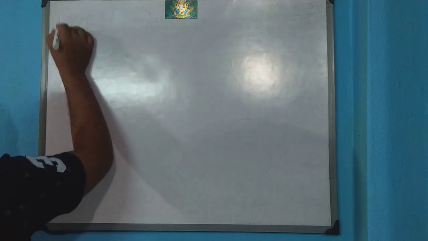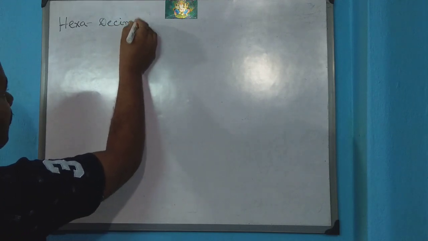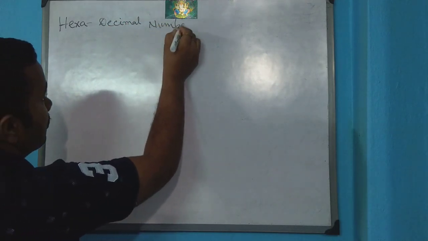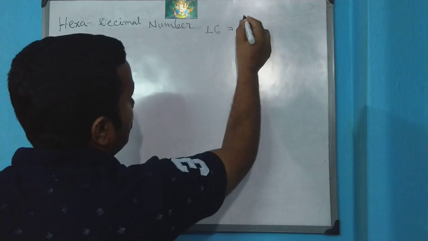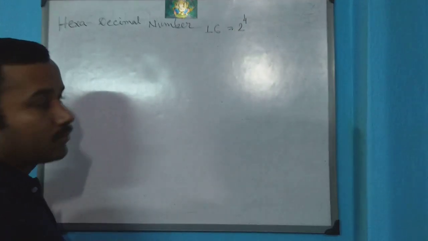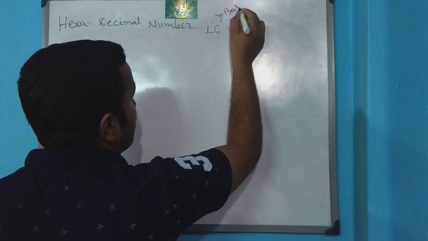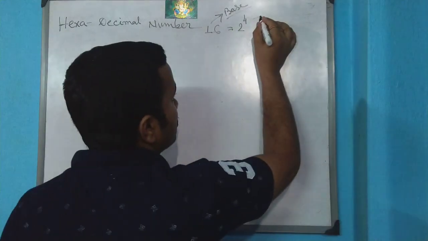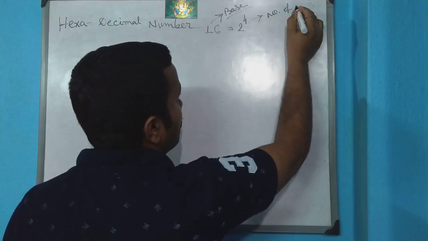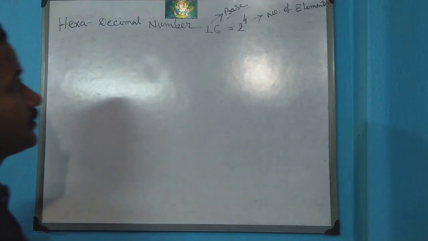Now, next topic: hexadecimal number. Base 16. 16 means 2 to the power 4. Total number of elements is 4.